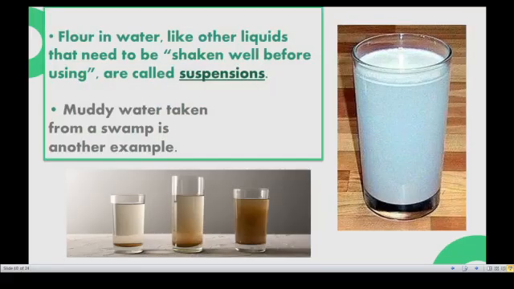And then for suspension, you are seeing flour in water, like other liquids that need to be shaken well before using, are called suspensions. Another example is the muddy water taken from a swamp.